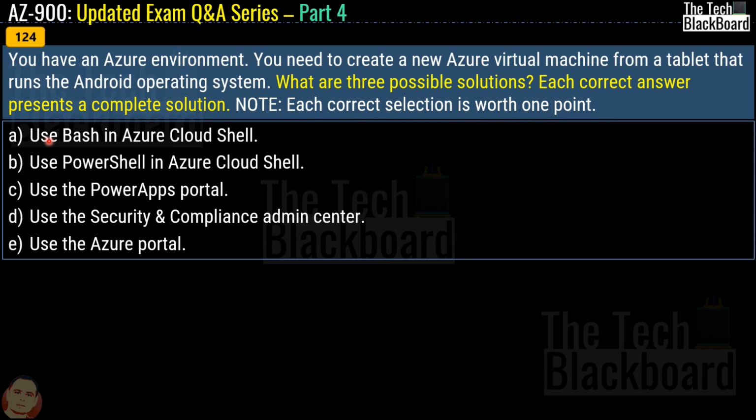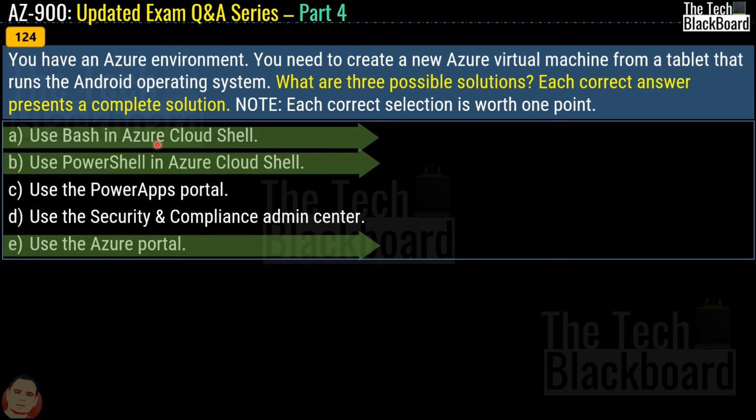Your options are use Bash in Azure Cloud Shell, use PowerShell in Azure Cloud Shell, the third option is use the Power Apps portal, use the Security and Compliance Admin Center, or the last option is use the Azure Portal. The three correct solutions for this question are use Bash in Azure Cloud Shell, use PowerShell in Azure Cloud Shell, and of course use Azure Portal, which can be accessed through any browser. And we can see in the question that our user is using a tablet and that is running on Android operating system, and of course that supports browsers.